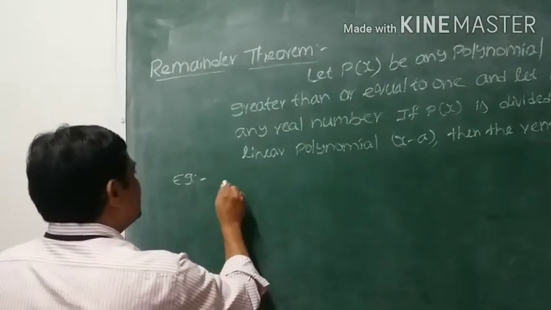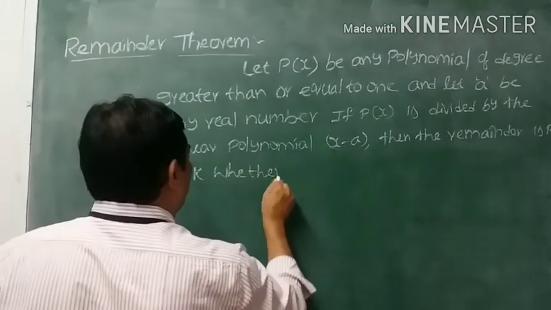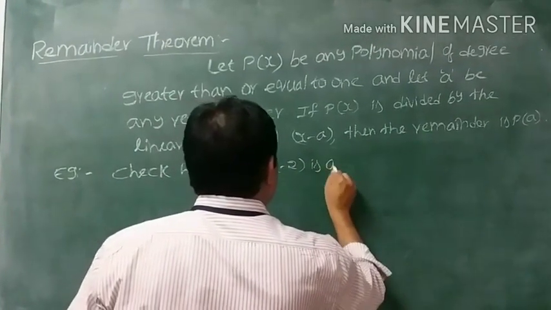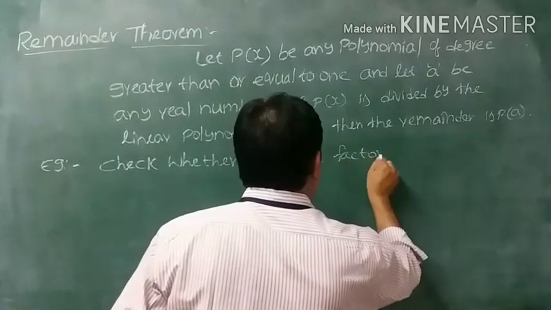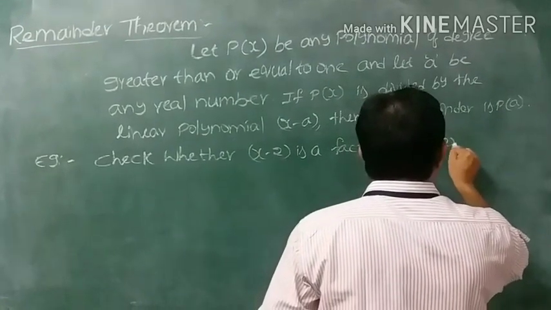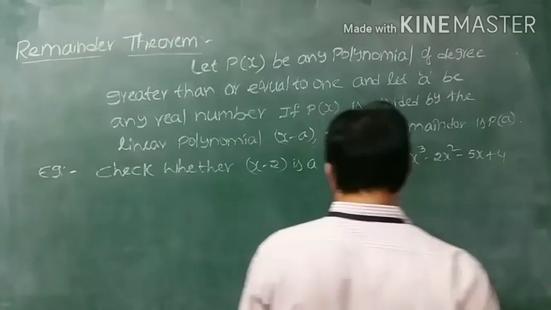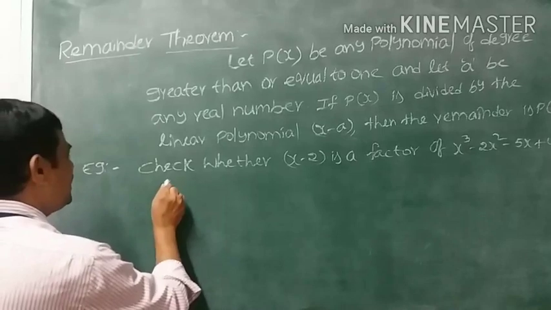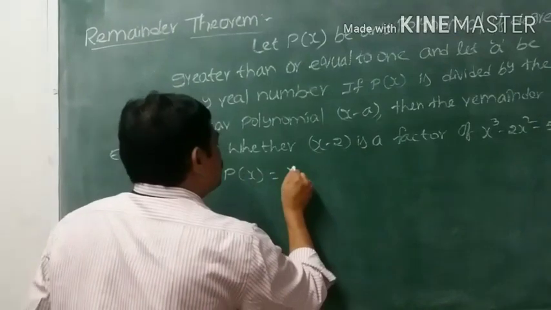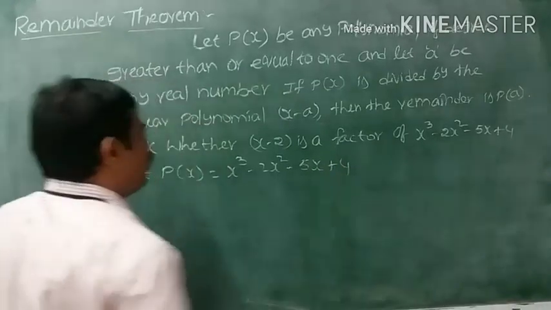Another example. Check whether x minus 2 is a factor of x cube minus 2x square minus 5x plus 4. Now we can say that let p of x is equal to x cube minus 2x square minus 5x plus 4.